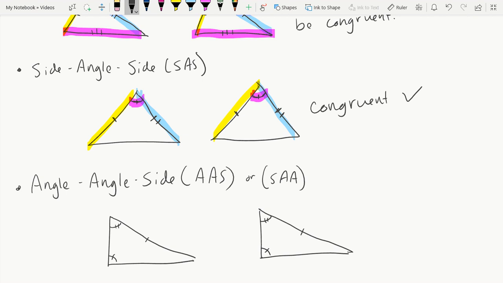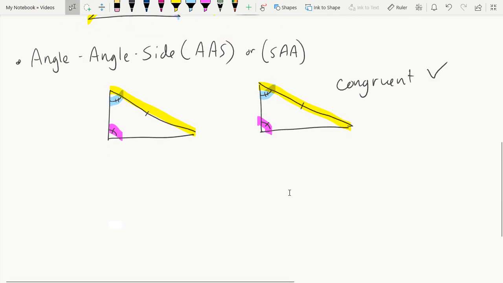So if I know those things, so let's mark them again. Let's go side, and we'll do an angle, and then we'll do another angle. Now again, I don't need to know anything else. I don't need to know any of the other sides or the angles. Right now, I know that those two are congruent, just based on those three things.